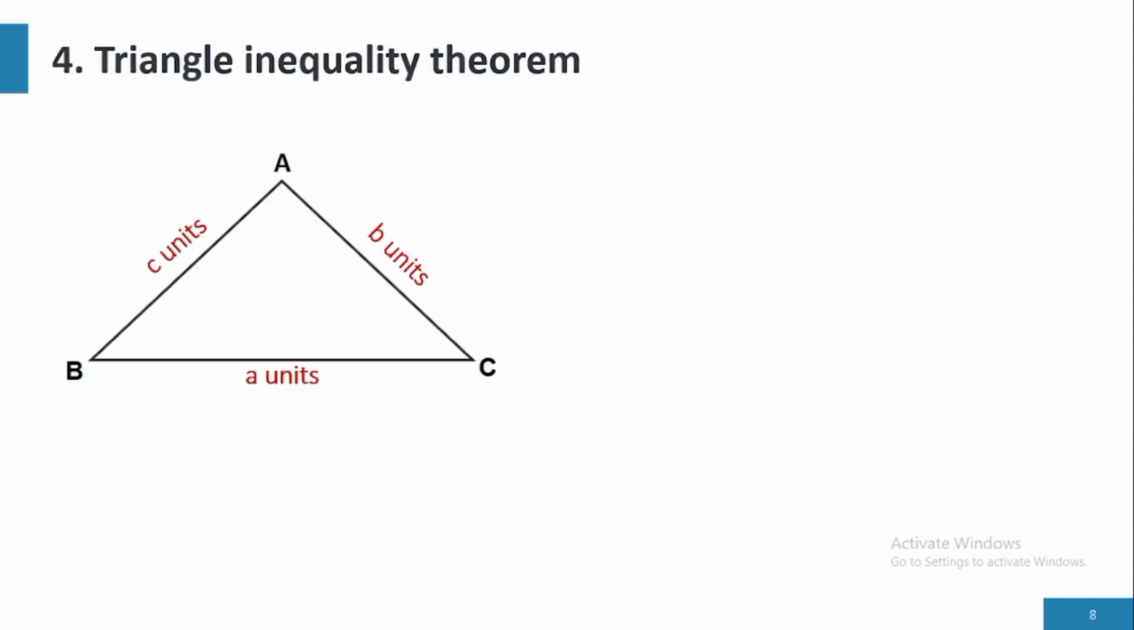Fourth important property is the triangle inequality theorem. Now what does it mean, children? If there is a triangle on the screen, triangle ABC, and let these be the measures of the sides. Let this side measure A units, this is B units, and this is C units. In this case, if you take the sum of any two sides of a triangle, it will always be greater than the remaining third side. So, as you can see here, A plus B will always be greater than the third side C. And it is true for all the combinations. If you add B and C, their sum will be greater than the remaining third side. If you take C plus A, their sum will be greater than the remaining third side, that is B.